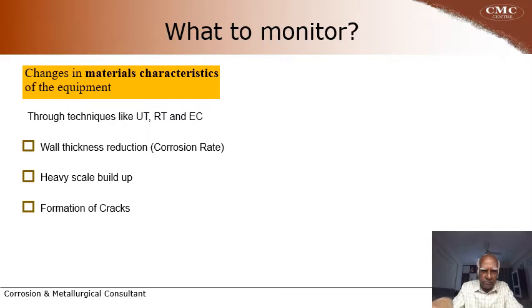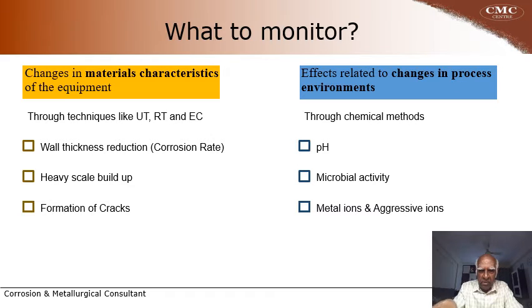What to monitor? Changes in material characteristics of the equipment. These are wall thickness reduction, heavy scale buildup, and formation of cracks. And these are done by ultrasonic testing, radiographic testing, eddy current testing, and many other methods which we will see later. Monitoring is also necessary to assess the changes in process parameters and their effect on corrosion. The process parameters are pH, microbial activity, metal ions, and aggressive ions.